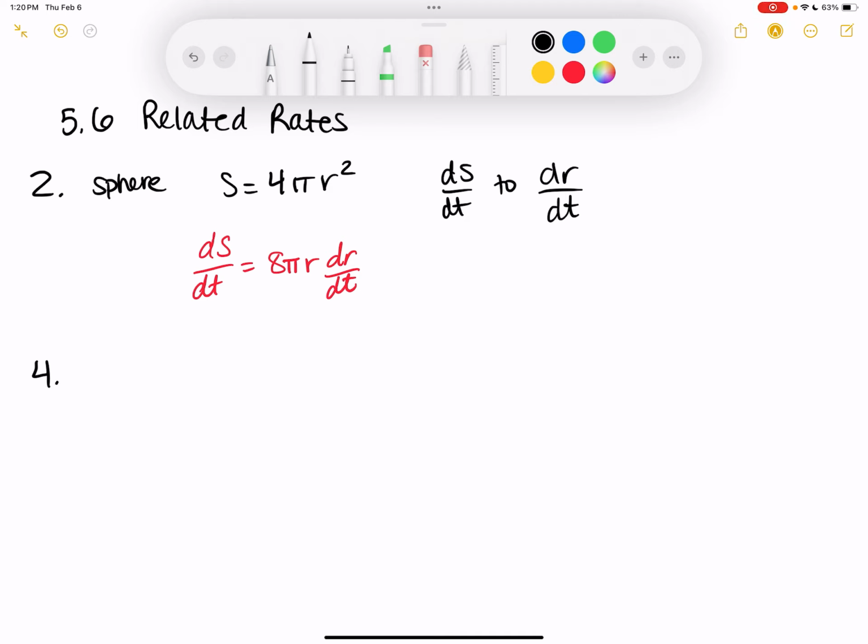Number 4. Is that all we have to do for that problem? I don't like this. It doesn't take up enough space. I like it. Be careful what you wish for.